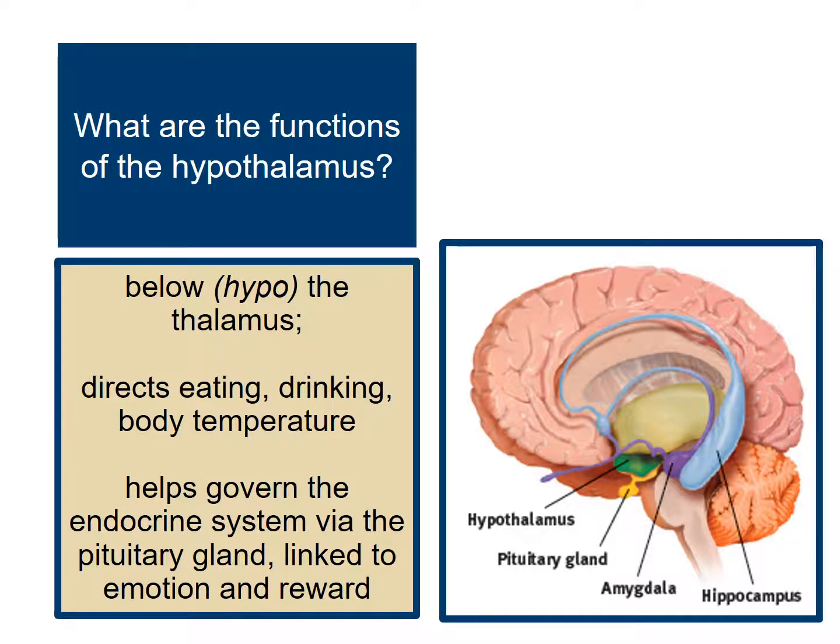And it's really directing eating, drinking, and body temperature. The pituitary gland has hormones that help govern the whole endocrine system itself.